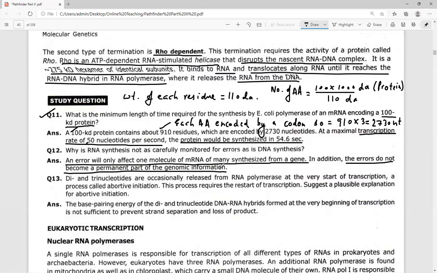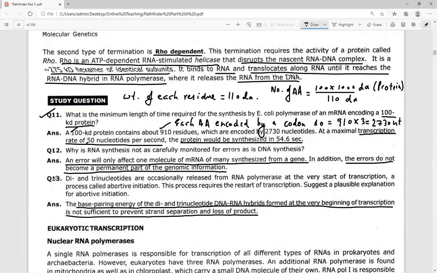Di- and trinucleotides are occasionally released from the RNA polymerase at the very start of transcription, a process called abortive initiation. What do you mean by abortive initiation, and how does the process take place? The process restarts the transcription. Suggest a plausible explanation for abortive initiation. The base pairing energy of the di- and trinucleotides at the beginning of transcription is not sufficient to prevent strand separation and loss of products.